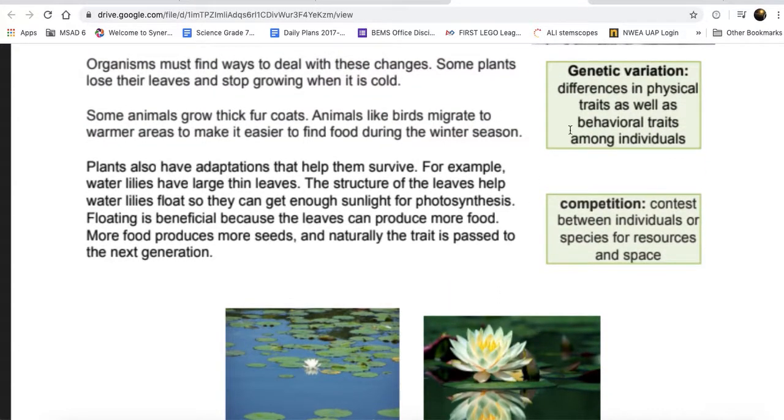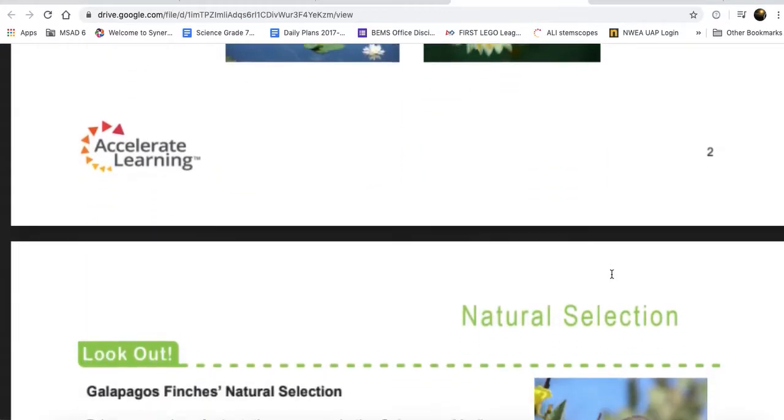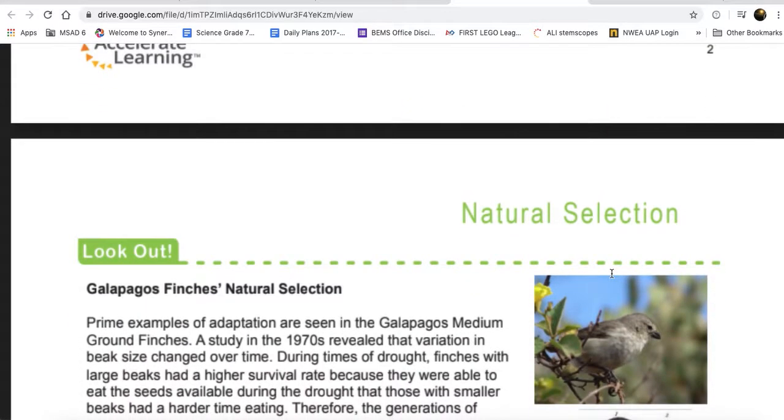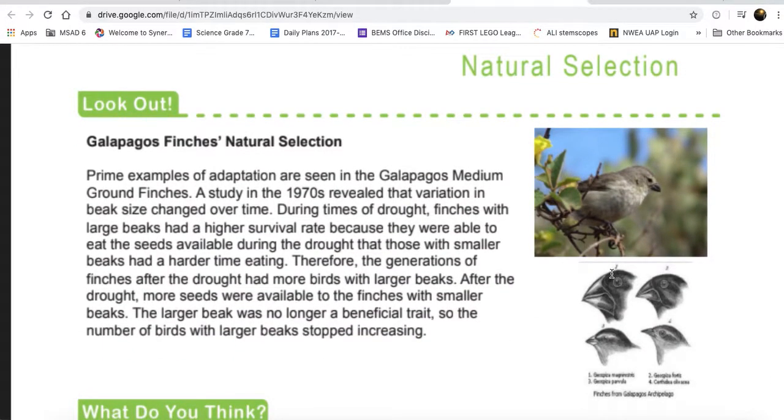On the sidebar: genetic variation, differences in physical traits as well as behavioral traits among individuals. Competition, contest between individuals or species for resources and space. Natural selection continues. Look out!